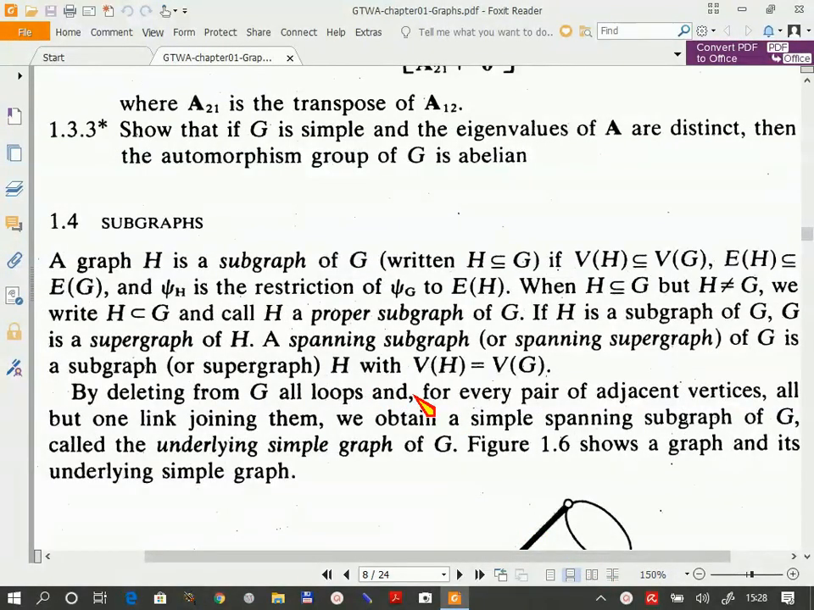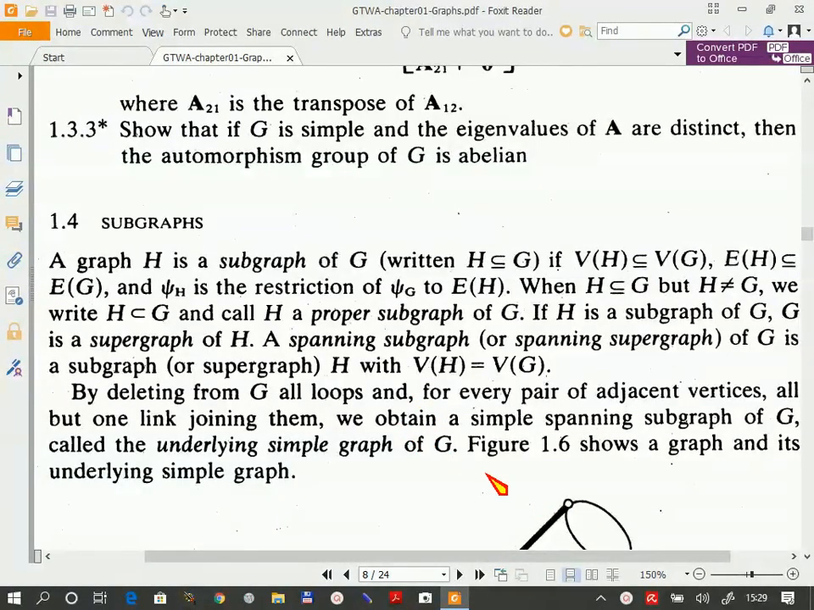What is a spanning subgraph? We'll be very much interested in some particular spanning subgraphs. A spanning subgraph is a subgraph which has the same vertices as G itself. And so, if it is a proper subgraph, it has some edges less than the original graph. Okay?